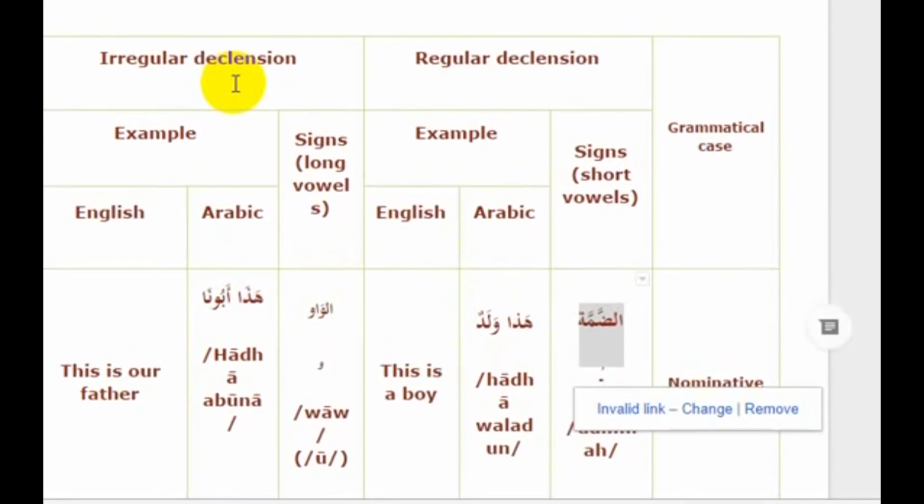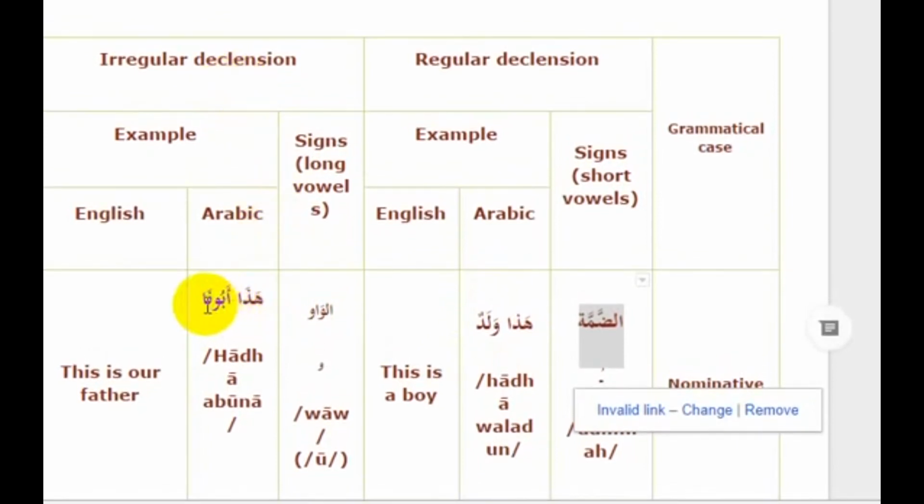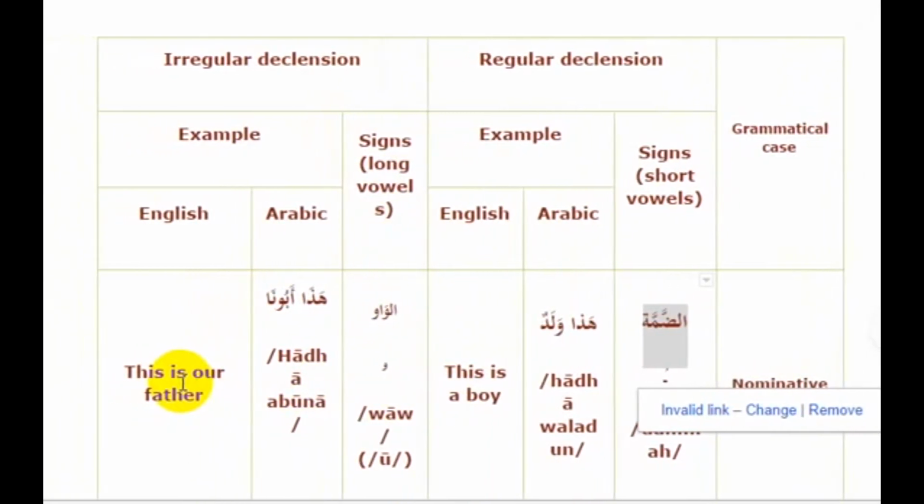And here, this is a regular declension. هذا أبونا. What about أبونا here? If we compare the two words ولد and أبونا, أبونا has a wow accent. So this is the sign, the long vowel. Wow. Great. This is our lesson today.